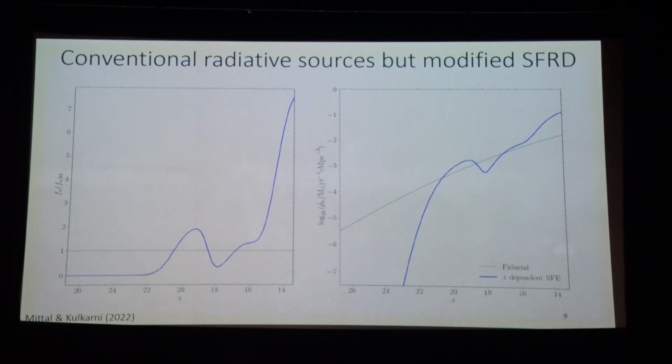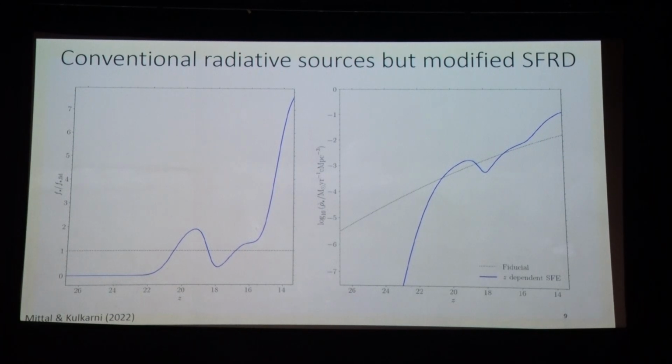On the right hand side is the corresponding star formation rate density, and this has features similar to case one in which I had modified my SED properties. So there are again two peaks. The first peak explains the sharp drop in the EDGES profile, and there is again a rapid rise in the star formation rate, which should explain the rapid rise in the EDGES profile.